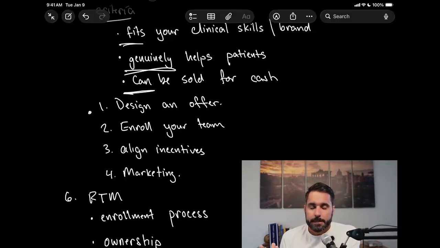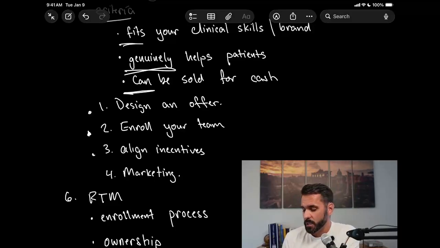Okay. So you want to create an offer. Number two, you want to enroll your team into that offer, right? So ideally, your team, your clinicians need to feel excited about it, right? They need to believe in the offer. They need to believe in the service. Like, they want to do great work for patients. So it's important for them to be involved, right? Like if you just say, hey, this is what we're doing now because I say so, it's going to feel very transactional and it's not going to get them excited. So you want to make sure that they feel excited about it as well.